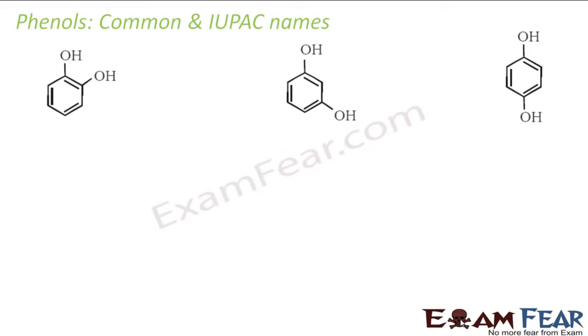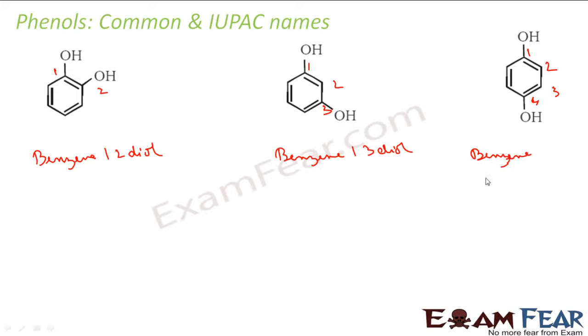We'll take some more examples. So this one, if you see, these are all benzene diols, and let's number this. If I give number 1 here, this is number 2, so it will be benzene-1,2-diol. Let's give numbers here 1, 2, 3, so it will be benzene-1,3-diol. Similarly here, if you give the numbers 1, 2, 3, 4, it will be benzene-1,4-diol. All these are IUPAC names.